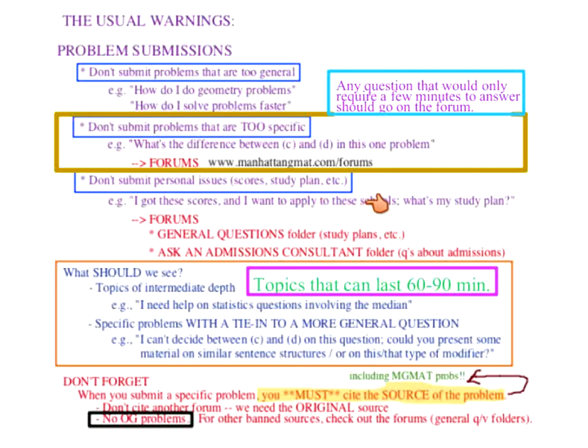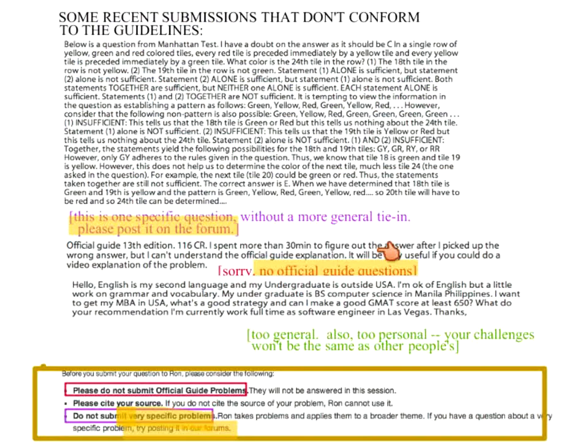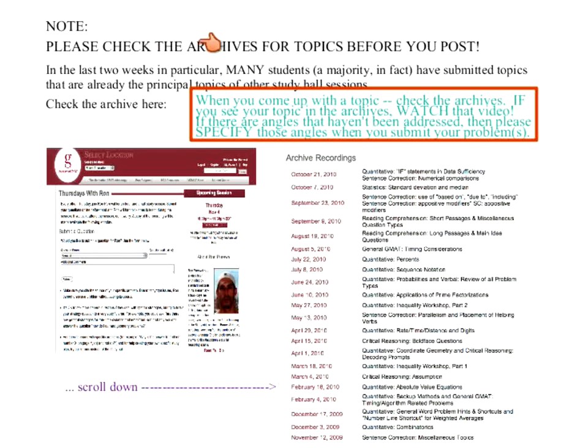And if you are specifically asking about applying to schools, then we have a partner firm called MBA Mission, which moderates an Ask an Admissions Consultant folder, also on the forum. So either way, the forum is the place to take questions like this. There you go. It's pretty much what you have to do.